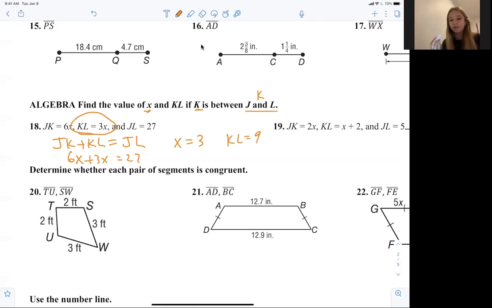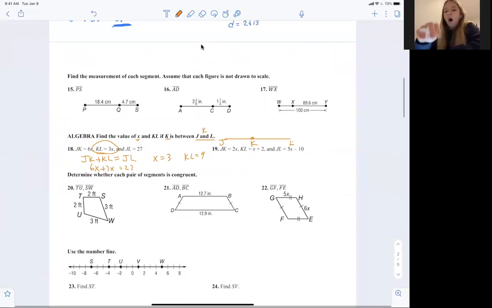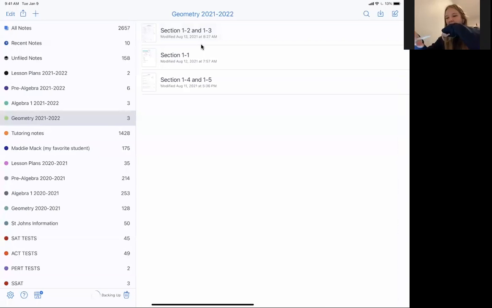How would you know to write JK plus KL equals JL? Because it says K is between J and L. So draw it, again. If ever you're not seeing or understanding something, draw J, L, and K is somewhere between. Doesn't matter where. Okay, that makes sense. Thank you. So again, geometry is a lot of visual stuff. That's why it's hard. All right, anybody have any issues? No. All right, it's easy. So now let's flip over, please, to today's lesson.